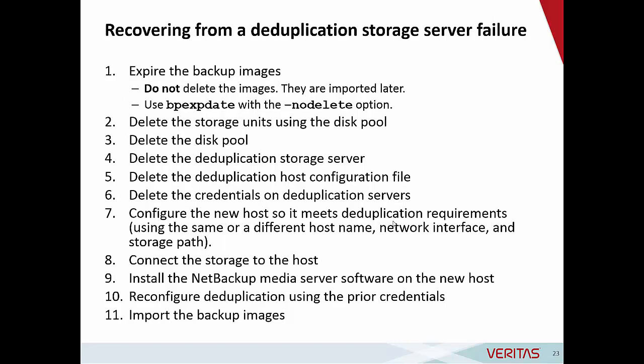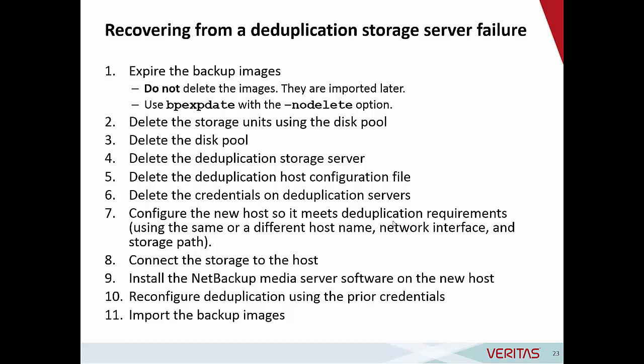This scenario here is I have a failed storage server, a host failure, but the underlying data is still valid. Maybe it was stored on SAN disks, and so here's how I can recover from that. You'll notice these tips are pretty similar to what we looked at for changing a storage server name or path in previous slides. I start by expiring the backup images with the no delete option. I'm just cleaning out the catalogs. I delete all the objects that reference this pool.